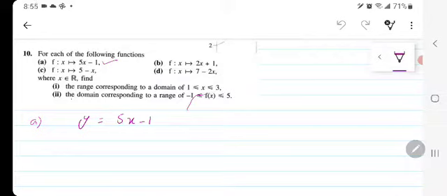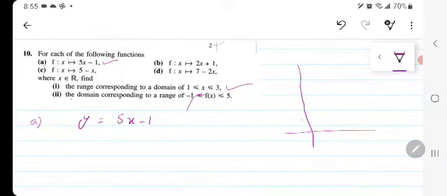तो पहला फंक्शन y इज इक्वल्स टू 5x-1 लिया है मैंने. I have to find out the corresponding range for this domain. अच्छा, range क्या होती है? You know the value of y, the maximum and the minimum value of the equation.